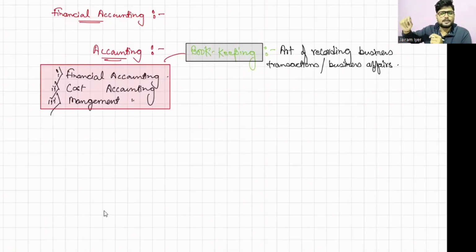Correct. So bookkeeping is the art of recording business transactions or business affairs or day-to-day affairs. Okay. And what are its primary sources then? Its primary sources are vouchers, invoices, and so on. Any other thing that you feel? Okay. Vouchers, invoices, any other thing. So bookkeeping is the very primary stage where accounting begins.